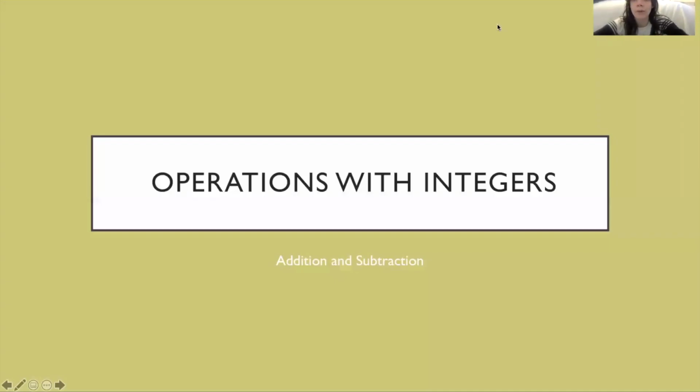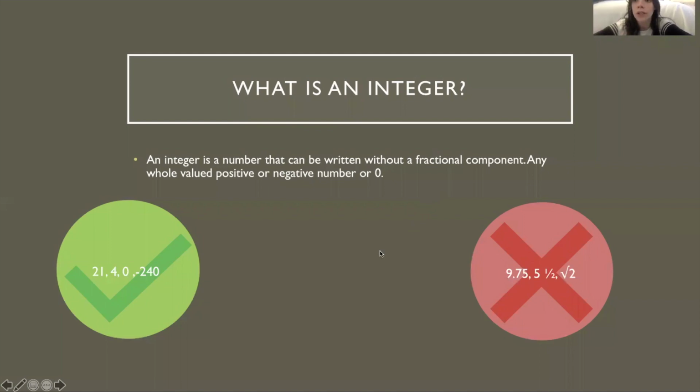Hi everyone, so today we're going to be going over operations with integers, specifically addition and subtraction. To start off, we're just going to quickly go over what an integer is. An integer is a number that can be written without a fractional component, so any whole number that is positive or negative or 0 is an integer.